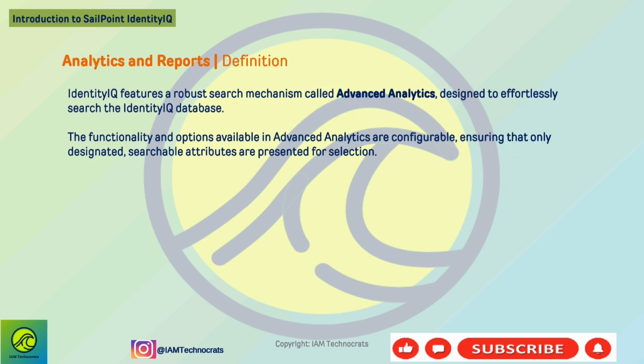The seventh section of the course is Analytics and Reports. What is Advanced Analytics? Identity IQ features a robust search mechanism called Advanced Analytics, designed to effortlessly search the Identity IQ database. The functionality and options available in Advanced Analytics are configurable, ensuring that only designated searchable attributes are presented for selection.